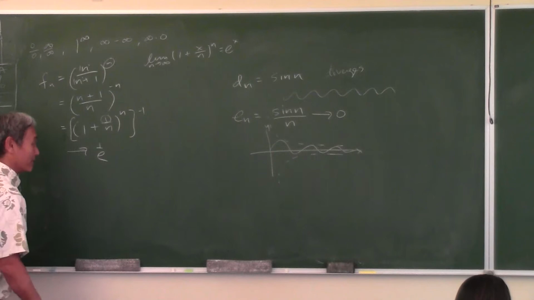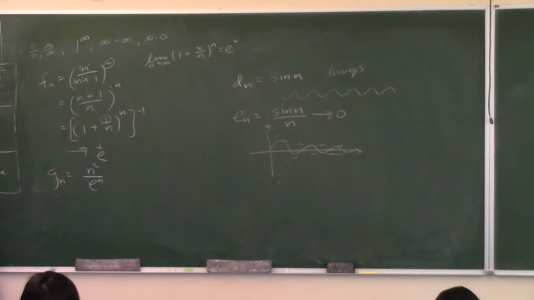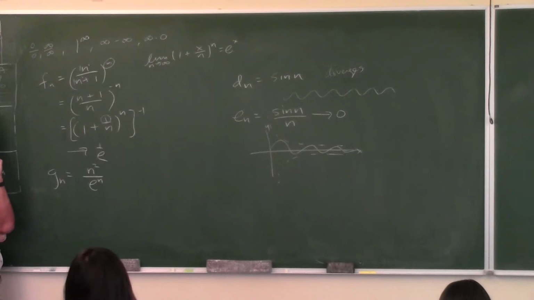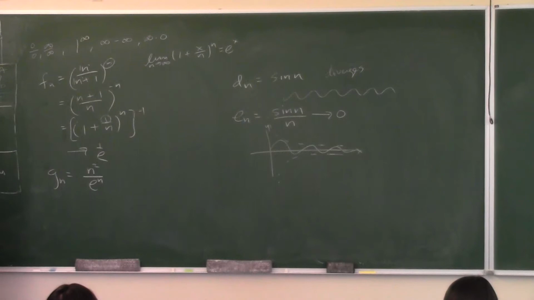Okay, you guys think you're good? N squared over e to the n. N to the n. So what's the answer? That only takes you so far. That's like saying friend, but I don't know what that is. It's actually zero. The one on the bottom is bigger.